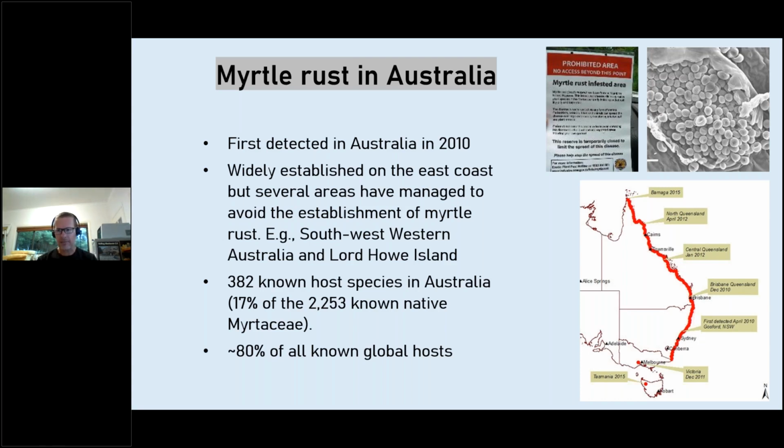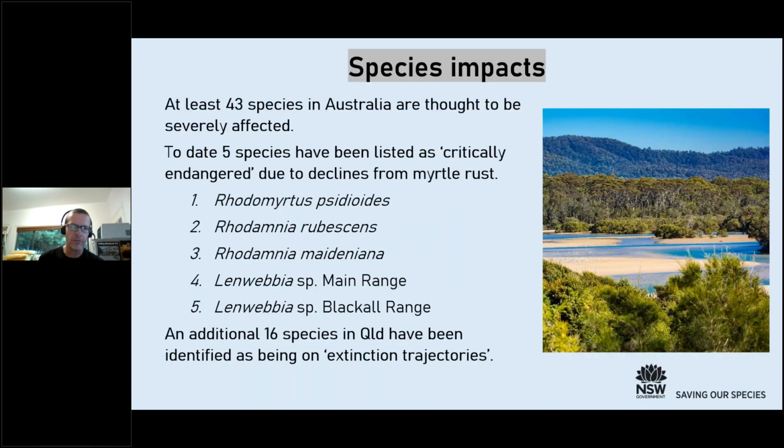So in Australia, we have 382 of the known host species. So that's 17% of our known Myrtaceae and 80% of all known global hosts. So we have a very large number of host species. Of the known Australian hosts, 43 are thought to be severely affected. And 5 species so far have been listed as critically endangered due to declines from Myrtle Rust.